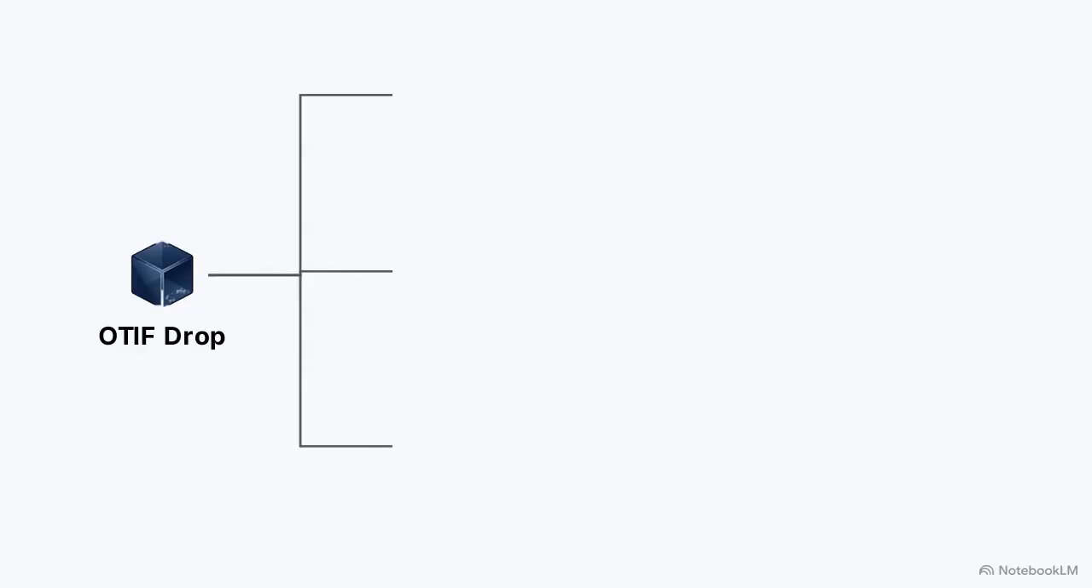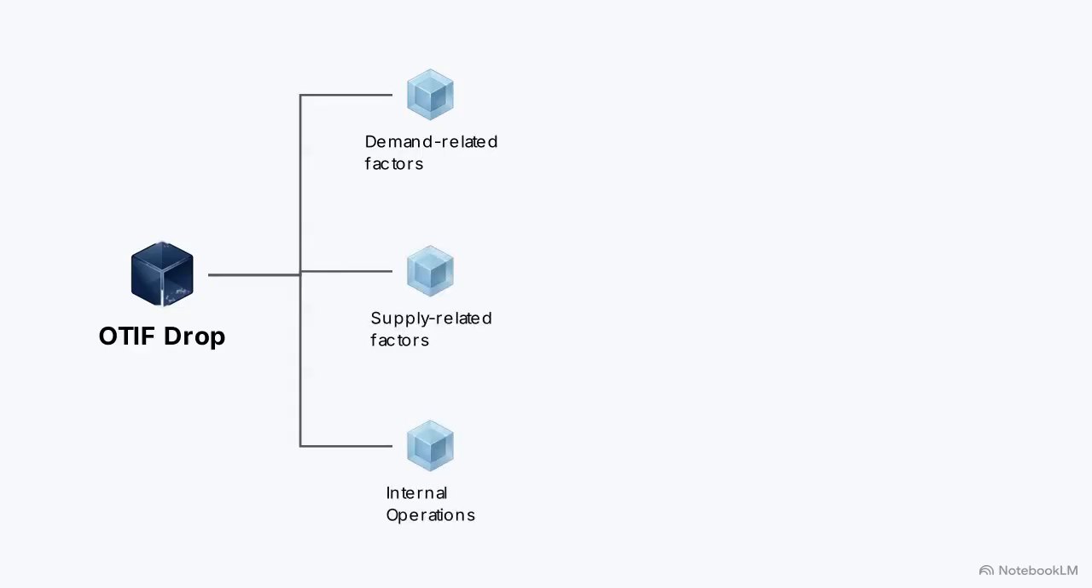Imagine a company experiences a severe drop in OTIF. OTIF stands for On Time in Full, and it is a key metric measuring how often customers receive their exact orders exactly when promised. We start by taking that main problem and branching it into 3 broad issue buckets: demand-related factors, supply-related factors, and internal operations.